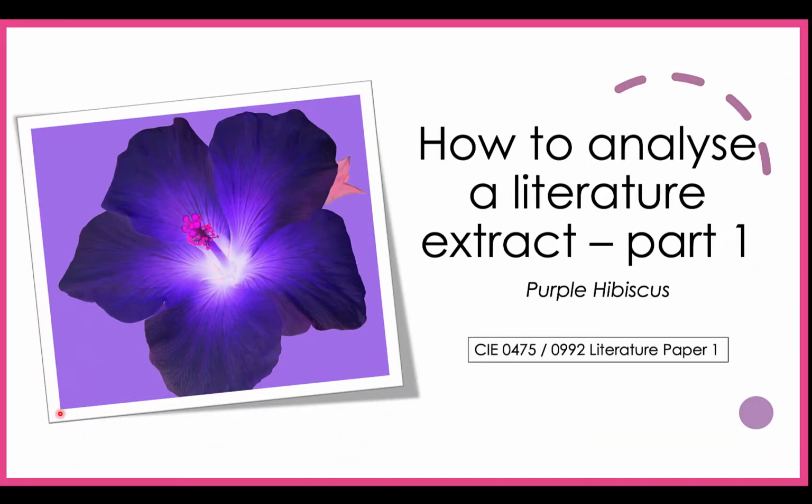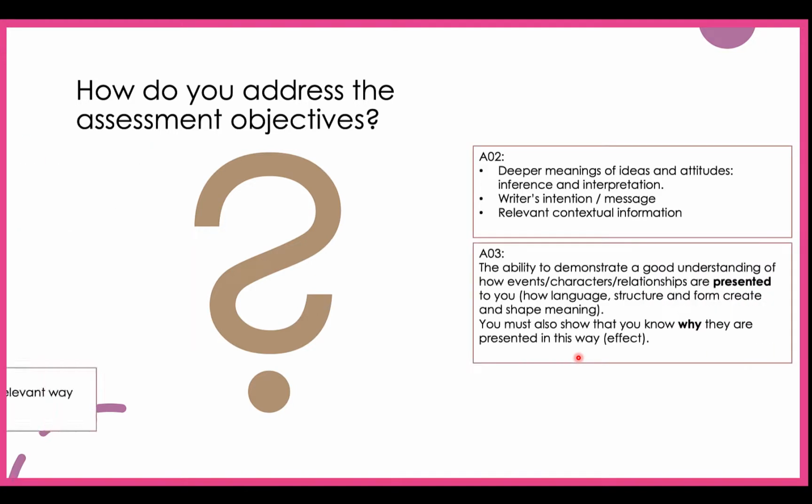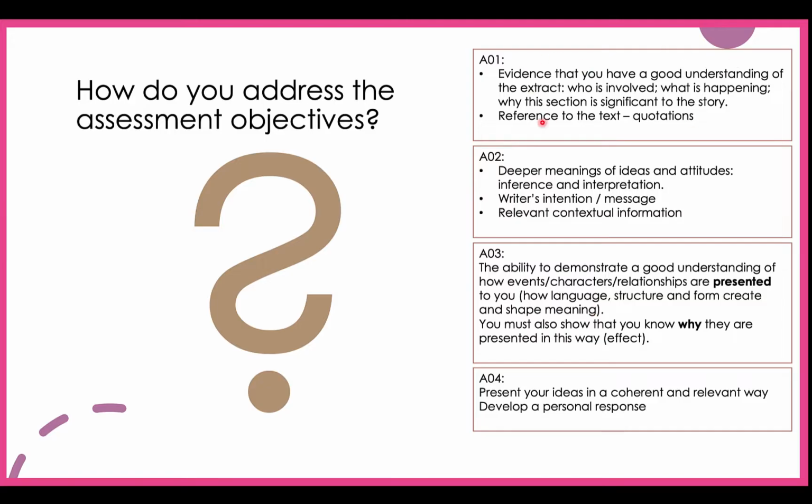Today we're going to be looking at how to analyse a literature extract, and this is part 1 of a 2-part series. We're going to be looking today at the novel Purple Hibiscus, and this is for the CIE IGCSE 0475 or 0992 syllabus for paper 1. So first of all, let's just consider what the assessment objectives are and how we ensure that we're meeting them within this paper. We'll start with AO1.